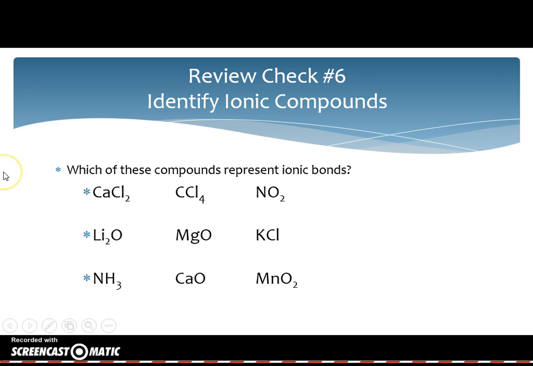Last question here, which of these compounds represent ionic bonds? So again, I have to think, what makes an ionic compound? Well, I need a metal and a non-metal. So all of these that you do not see a metal for are not ionic. This one, I see a metal here, so that one's ionic. This one, I don't see a metal. This one, I don't see a metal. This one, there's a metal. There's a metal. There's a metal. Nope, no metal there. There's a metal. There's a metal. So those that are underlined have ionic bonds or are ionic compounds.